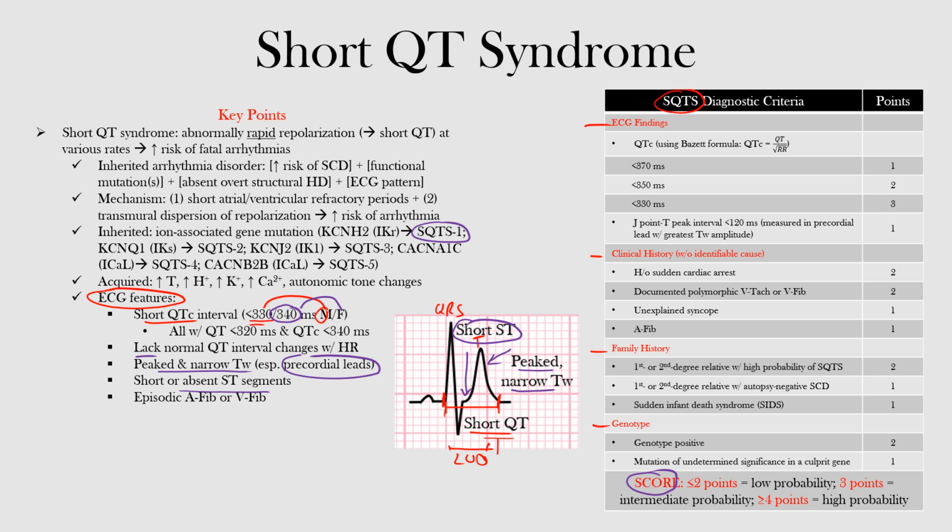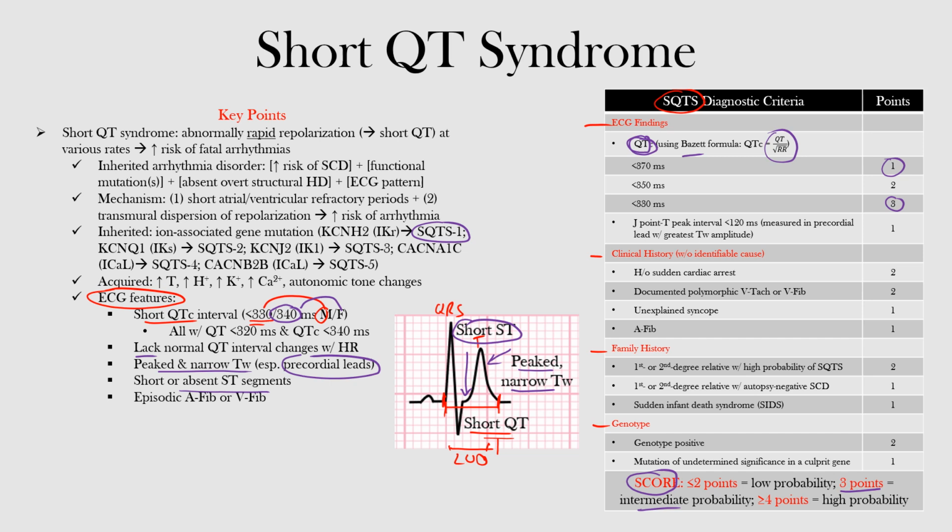So with the EKG features, you're first looking at the QTc interval. Okay, QTc, the corrected QT interval for heart rate, and you're using the Bazett formula, and if you recall, that's QTc equals the QT interval over the square root of the R to R interval. If it's less than 370 milliseconds, 1 point is given. If it's less than 350 milliseconds, 2 points. And if it's less than 330 milliseconds, it makes it more likely, so you get 3 points, okay? So already if you get 3 points, you're at an intermediate probability, and you just need 1 more point to reach that high probability of short QT syndrome.